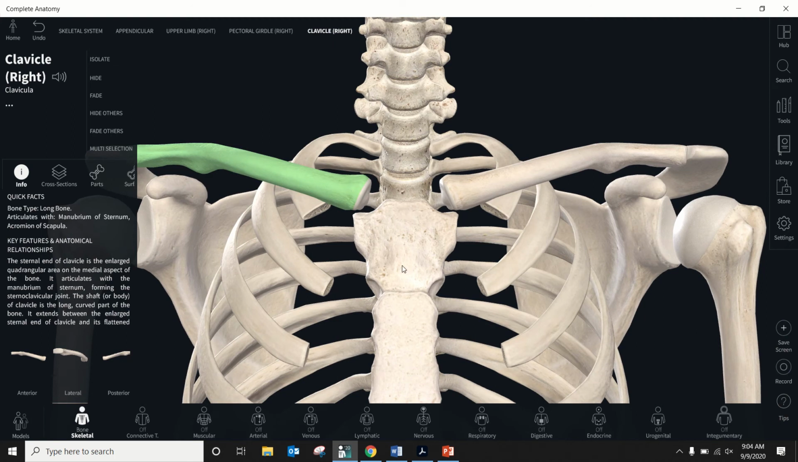The sternum is the bone in the middle of your chest, and there are three parts to the sternum. The clavicle is going to interact with the manubrium of the sternum. Don't worry about that for now. Just know that it interacts with the sternum, and that's going to form the sternoclavicular joint.